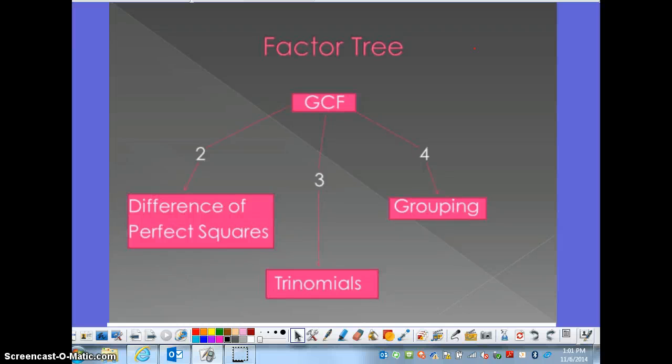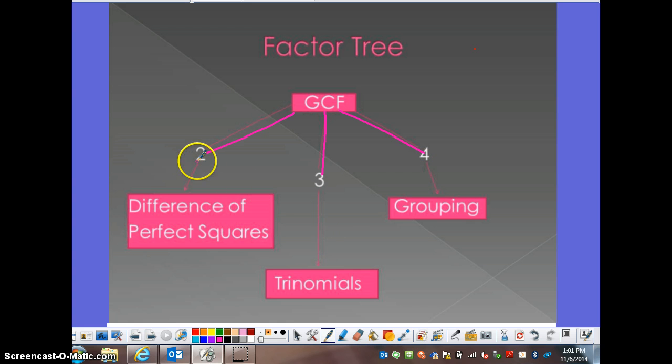All right, this is a review for the factoring unit in Intro to Algebra 1. So what we have in front of us right now is the factor tree. This factor tree, remember, you're going to always do your GCFs first. After you do the greatest common factor, you're going to then determine how many terms are there. Are there 2 terms? Are there 3 terms? Or are there 4 terms?